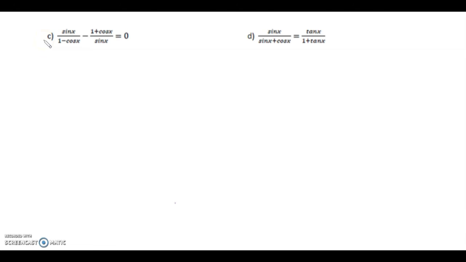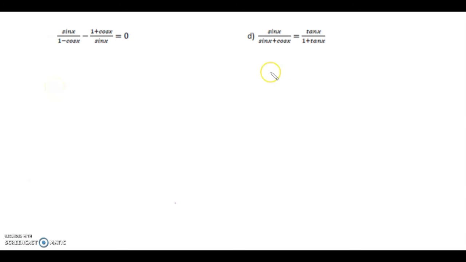All right, for C, we have sine x over 1 minus cos x minus 1 plus cos x over sine x, and this is going to have to equal 1. Okay, so I'm going to get rid of the C just for more space. So what I'm going to start with is I'm going to find a common denominator.